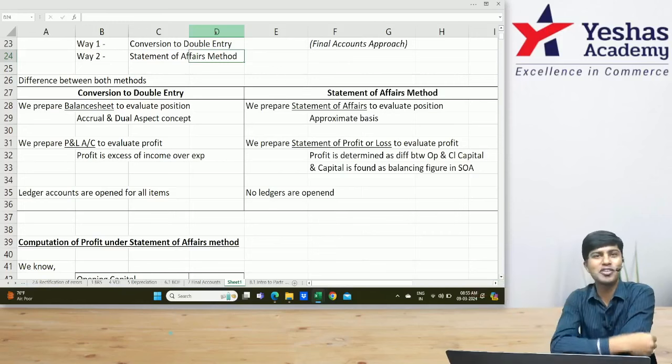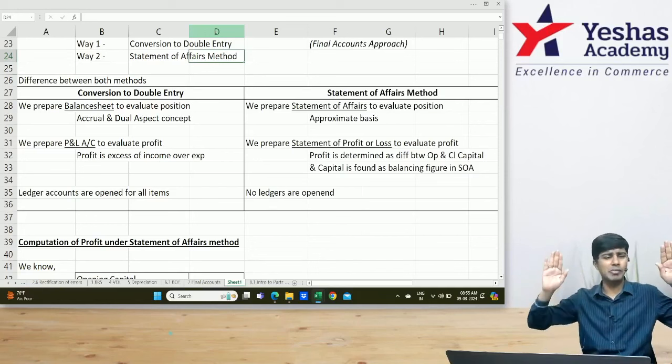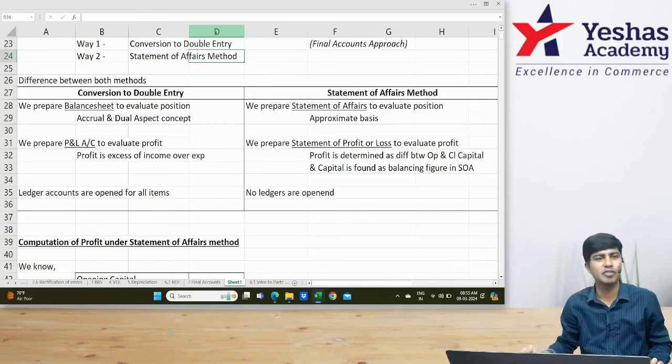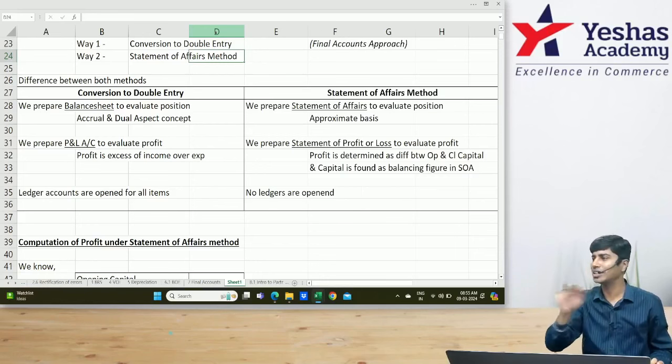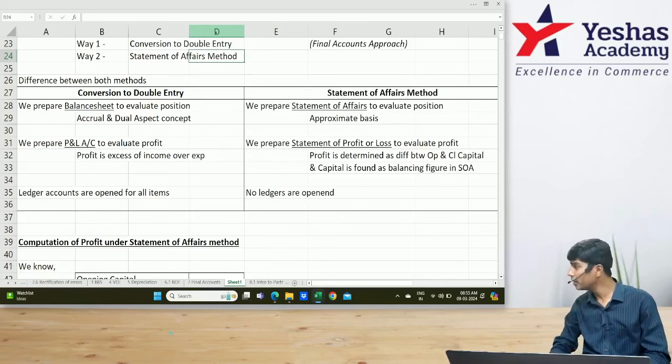One of the reasons is profit. Profit is not the only reason, but if there are no other reasons, 1 lakh capital became 1 lakh 20 because of a profit of 20,000. Simple logic. That's our statement of profit. Closing capital 1 lakh 20 minus opening capital 1 lakh, profit 20,000. This is our statement of profit. Everyone understood?